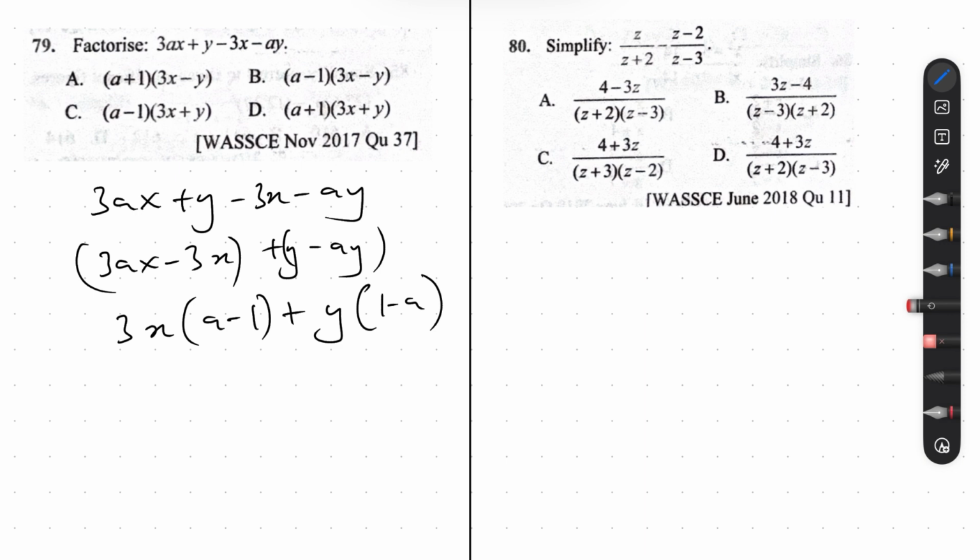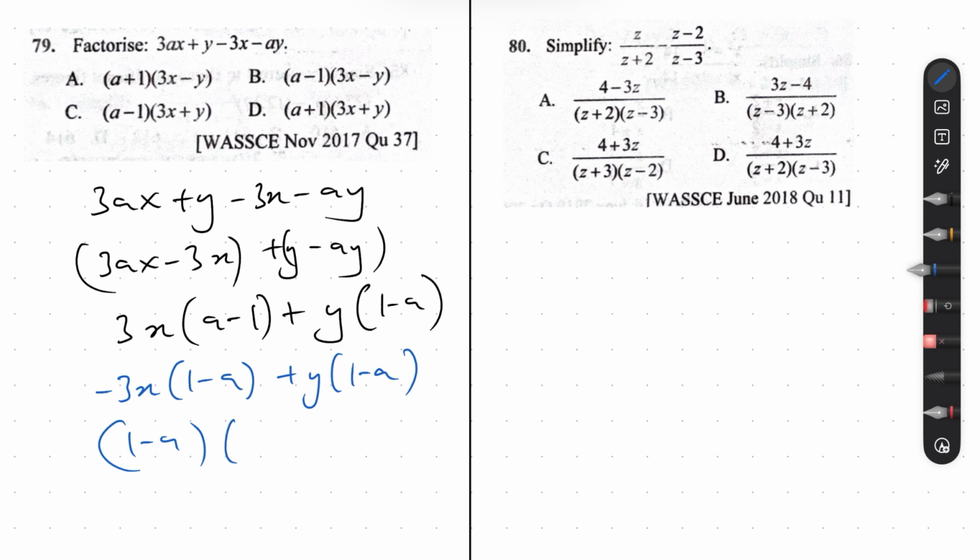Cool. So let's do that. We have negative 3x, 1 minus a, plus y, 1 minus a. Now, we can take that 1 minus a out because they're similar here. You can factor it out. And then, what are we left with? Negative 3x plus y. So this is our answer.